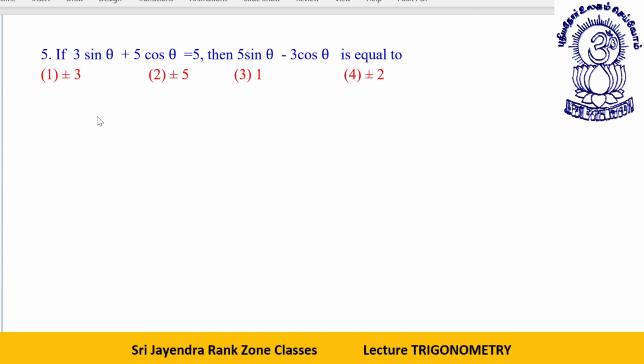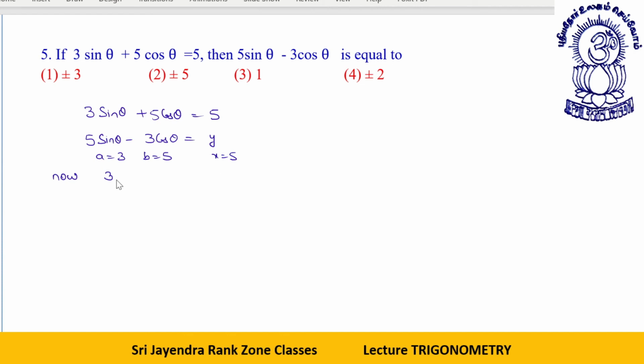Yes, this has become a very important question now. I've seen this in many exams. 3 sine theta plus 5 cos theta is equal to 5. 5 sine theta minus 3 cos theta is equal to, let's say, y. What do we need to determine now? Now directly a is equal to 3, you can say b is equal to 5, x is equal to 5.